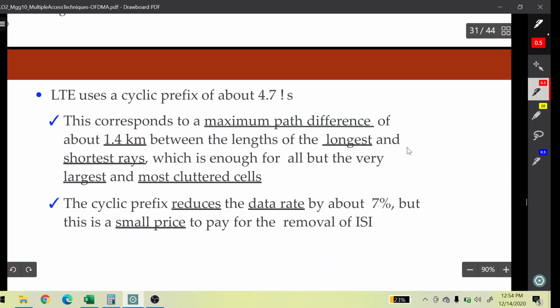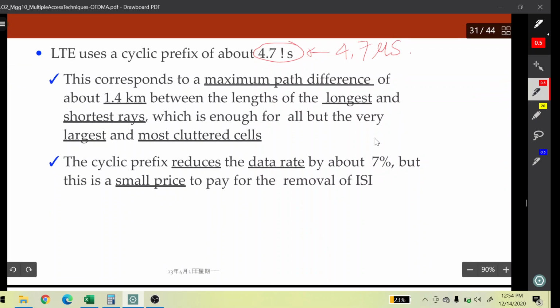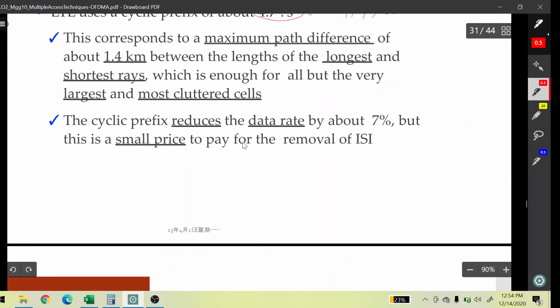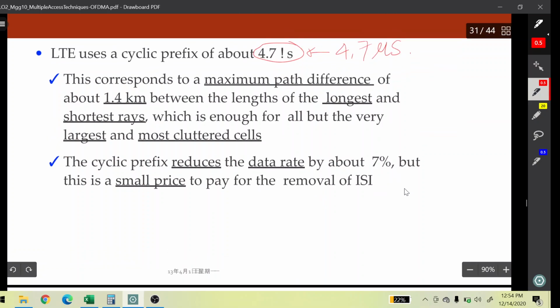Now, LTE uses a cyclic prefix of about 4.7 microseconds. This corresponds to a maximum path difference of about 1.4 km between the length of the longest and shortest ray, which is enough for all but the very largest and most cluttered cells. The cyclic prefix reduces the data rate by about 7%, but this is a small price to pay for the removal of intersymbol interference.